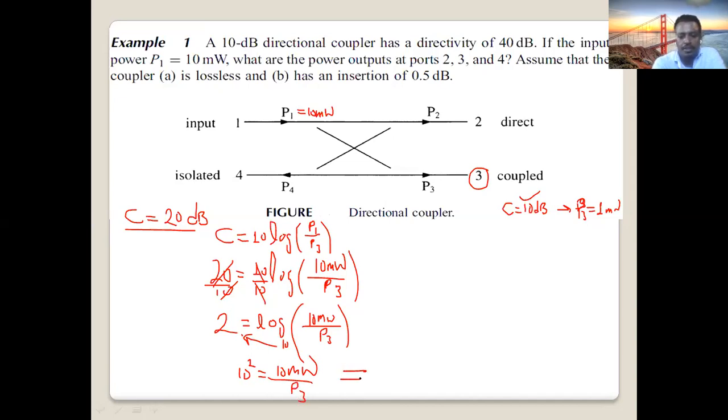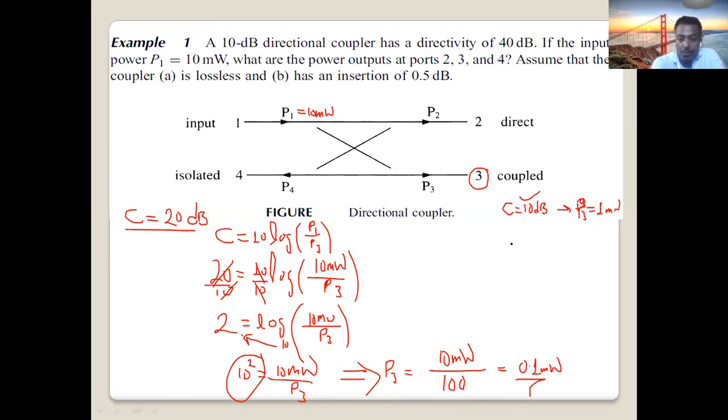So how much is P3? In this case, for this coupler, P3 will be this 10 milliwatt input divided by what is 10 to the power of 2? It will be 100, right? 10 to the power of 2 is 100. So how much is this? 0.1 milliwatt.